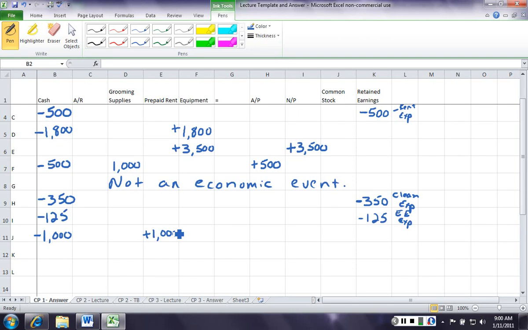And then on K, Lions and Tigers hold their grand opening on November 29th. The first day of business results in $800 in cash collections. So cash goes up $800, and retained earnings finally goes up $800, and this is for revenue.